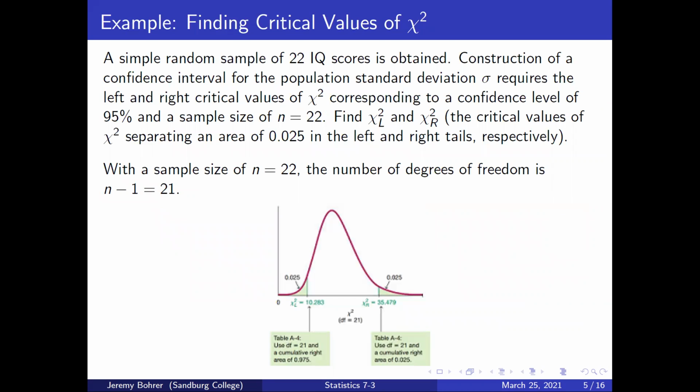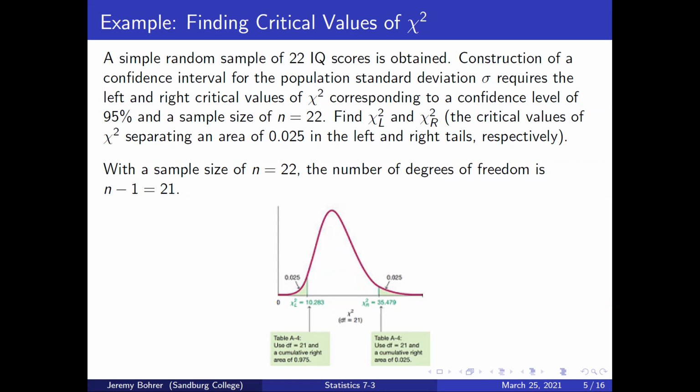A simple random sample of 22 IQ scores is obtained. Construction of a confidence interval for the population standard deviation sigma requires the left and right critical values of chi-square corresponding to a confidence level of 95% and a sample size of n equals 22. Find chi-square sub L and chi-square sub R, the critical values of chi-square separating an area of 0.025 in the left and right tails respectively.